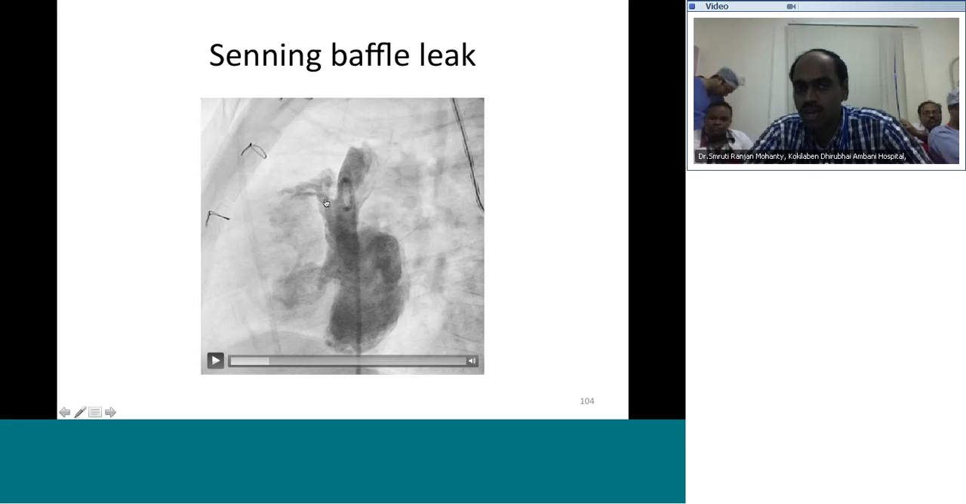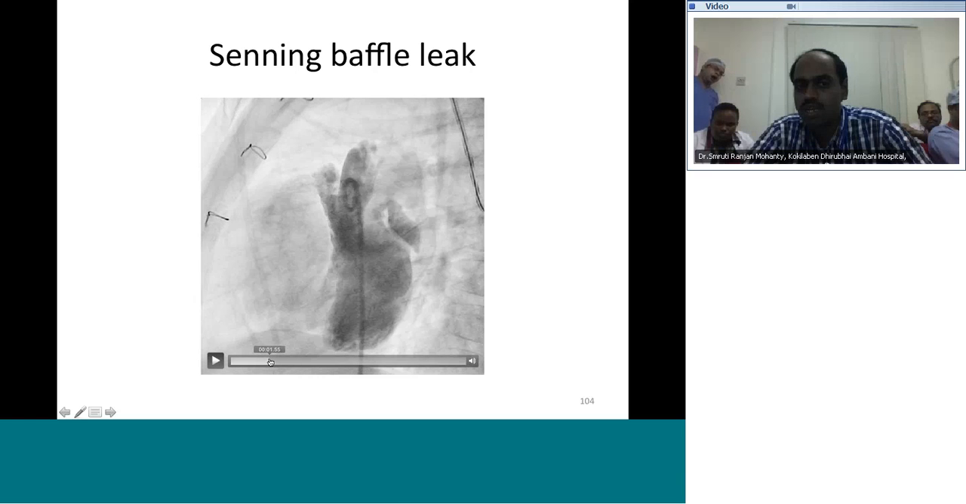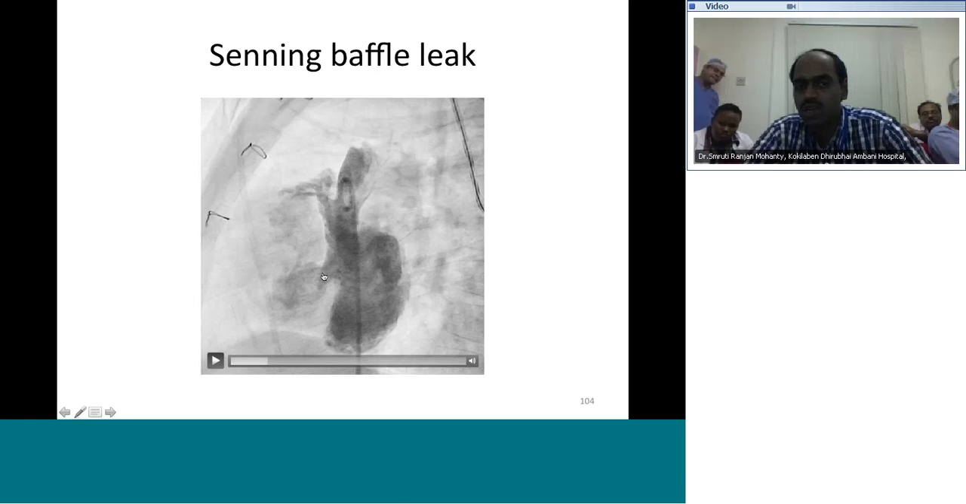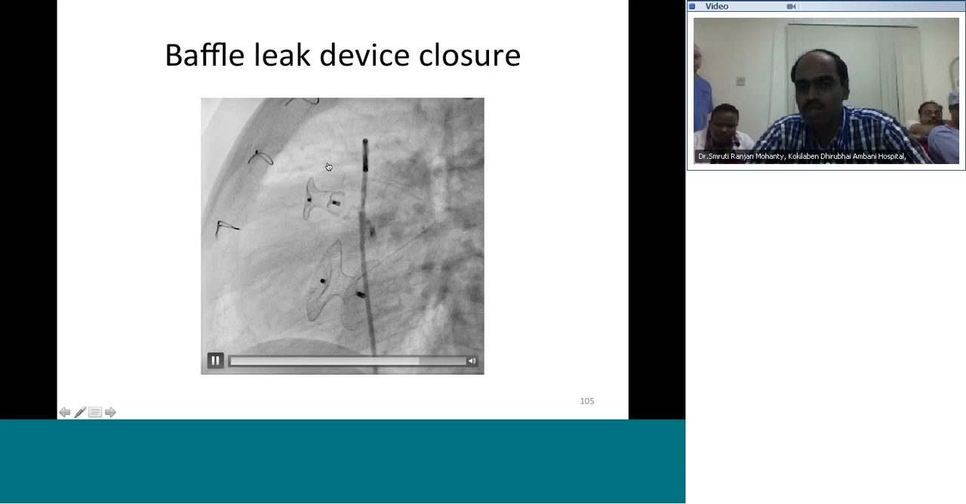So what will happen? This patient will have desaturation and hypoxia. You see here, these are the two large baffle leaks, one superior and one inferior. So a Senning baffle leak will manifest with hypoxia. The lower one has been closed, and the upper one has been closed.